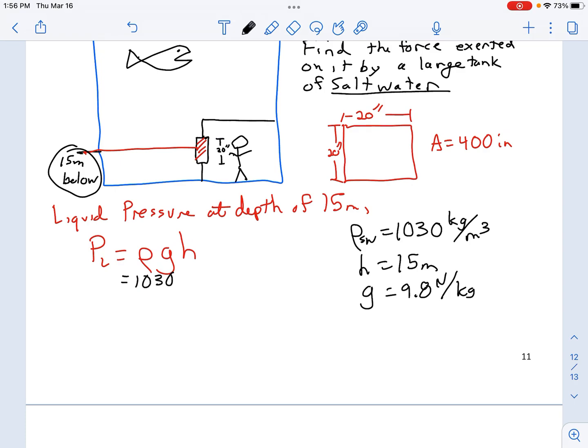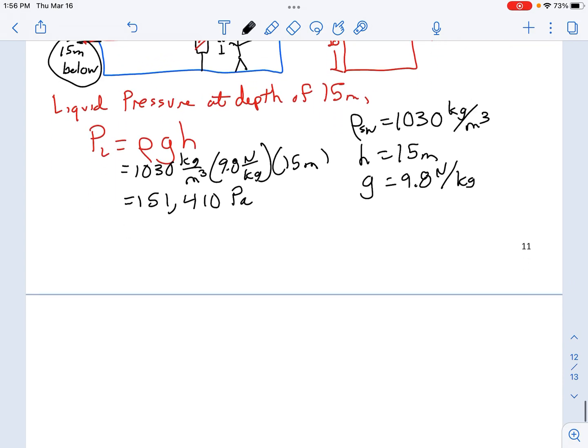So we take 1,030 as our density times 9.8 and the 15 meters. So we get 151,410, and because it's newtons over meters squared, we get pascals. Now, that's step one. Step two is find the force on the window.